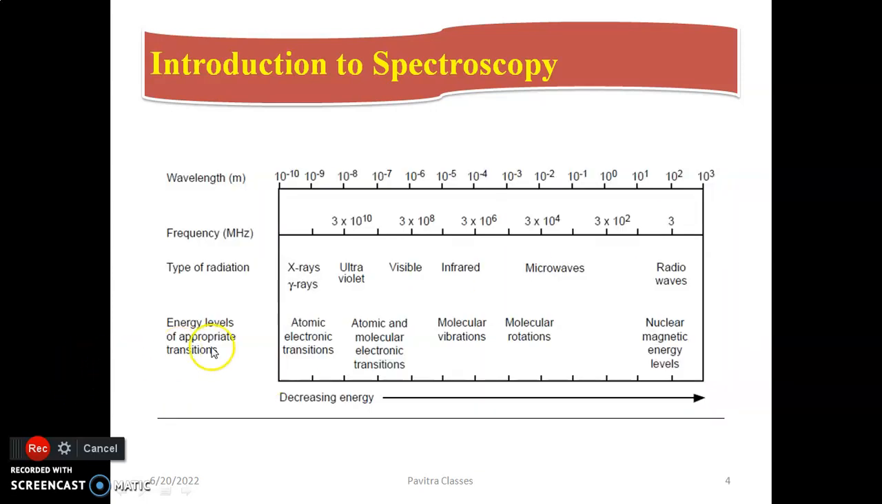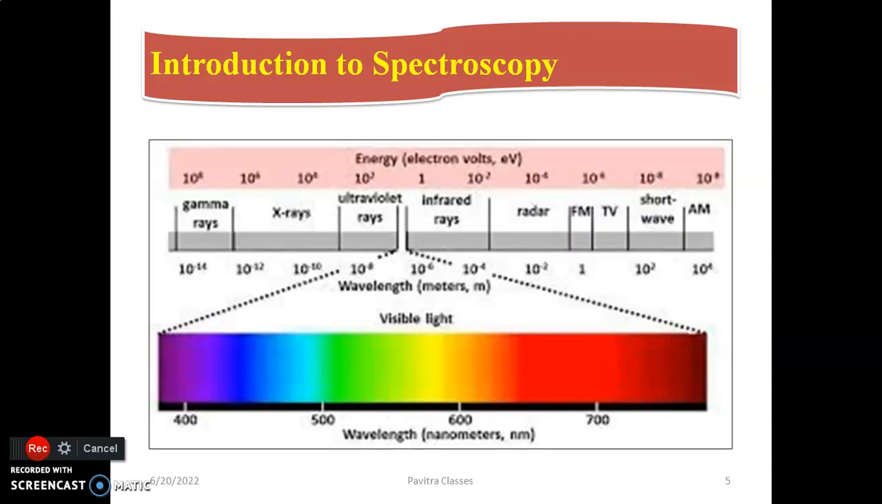Energy levels: in X-rays and gamma rays, atomic and electronic transitions will be there. Ultraviolet and visible involve both electronic, atomic and molecular levels. In infrared, molecular vibrations will be there. In microwaves, molecular rotation will be there, and radio waves correspond to nuclear magnetic energy levels. This is the major chart.